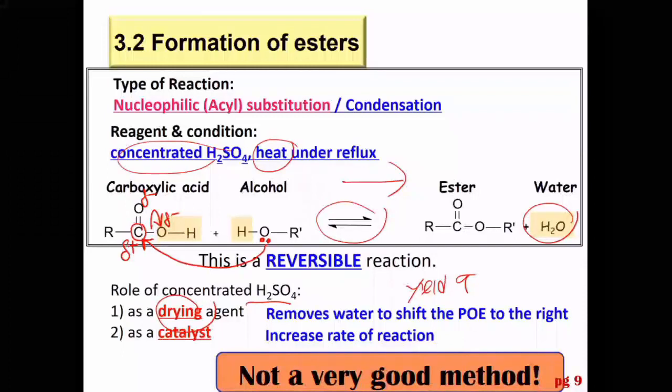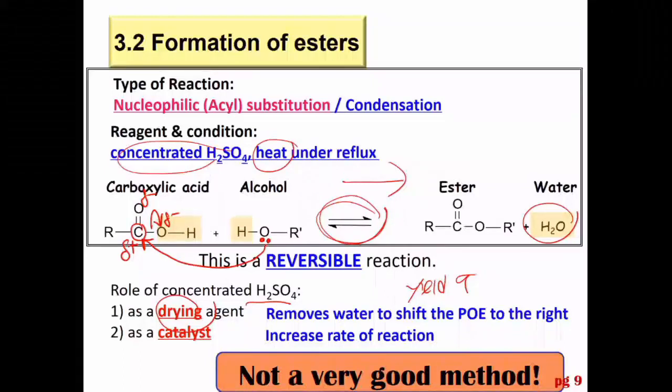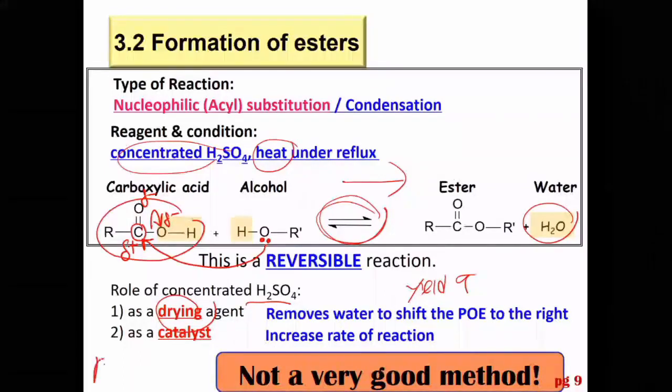Okay, but even so, with the catalyst, this is not a good method to prepare your ester because this is reversible, the yield is not very high, and therefore usually what I will do is I will change my carboxylic acid to something that's more reactive. So carboxylic acid, you should change it to an acyl chloride, then the reaction will be better.